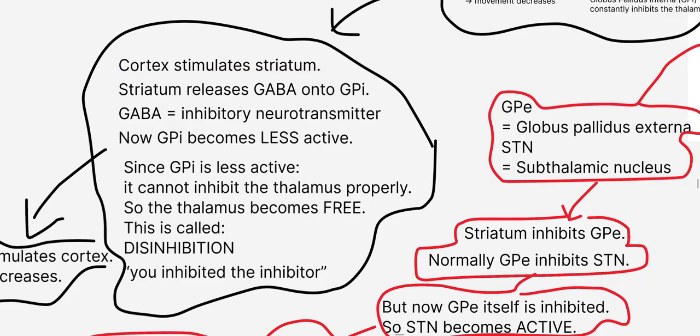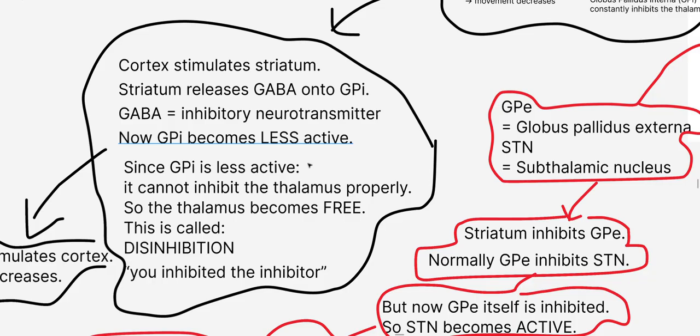When it does this, the striatum releases GABA onto GPI. So the GABA is released onto this globus pallidus internus. When this happens, the GPI is inhibited. GABA is an inhibitory neurotransmitter, and when this is released onto the GPI, it becomes less active. Now, I told you that the GPI was a handbrake, and since the handbrake becomes less active, movement can happen. The car can move, which means your body can move.